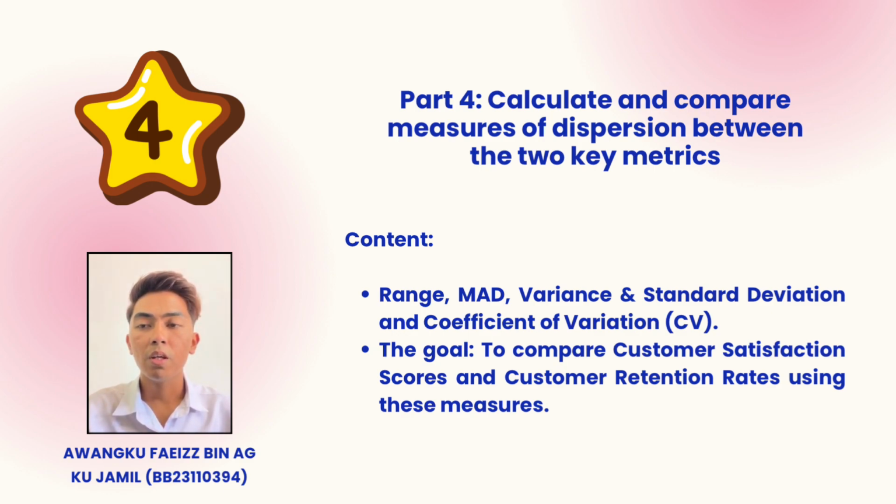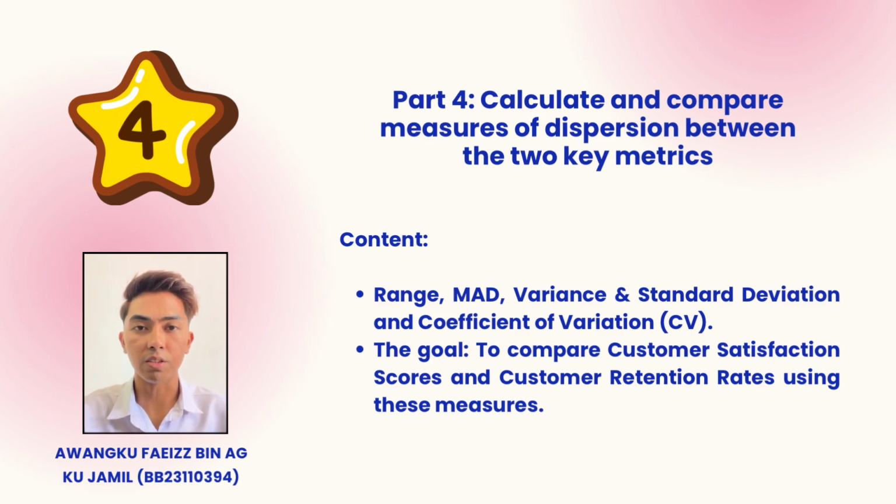So in this part, we'll calculate the range, mean absolute deviation, which is MAD, variance, standard deviation, and lastly the coefficient of variation, which is CV. So the goal is to compare customer satisfaction score and customer retention rates using these measures.